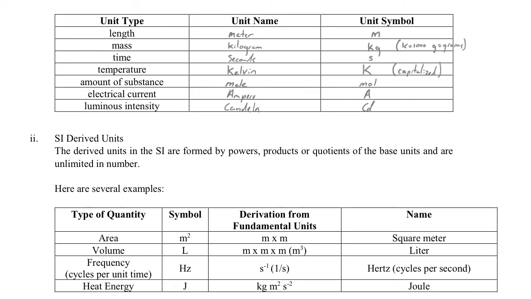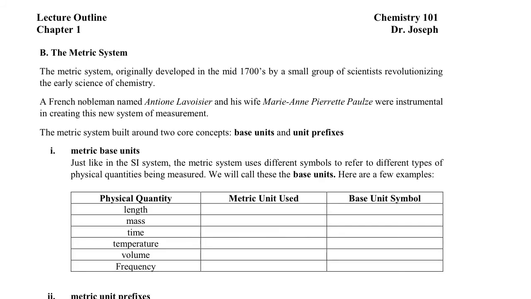Now what we're going to do is go to page 9 of this lecture note outline packet, and we're going to look at the units that we probably use a lot more frequently in chemistry, those from the metric system. So let's go to the next page and take a look at that. The metric system is another system of units that we use very frequently in chemistry.